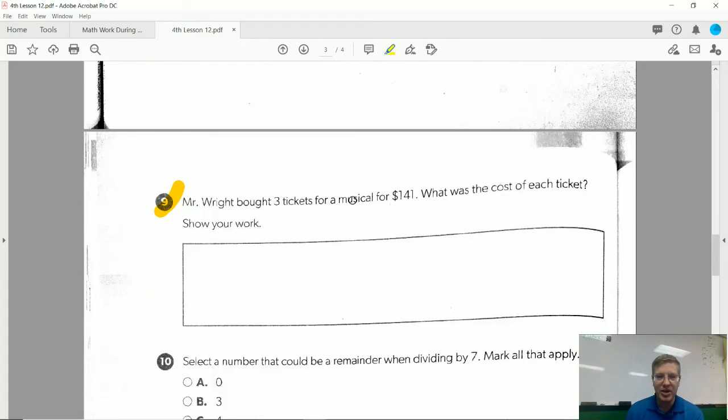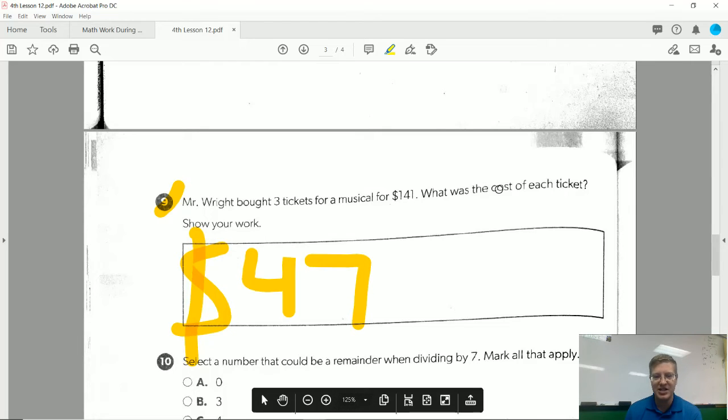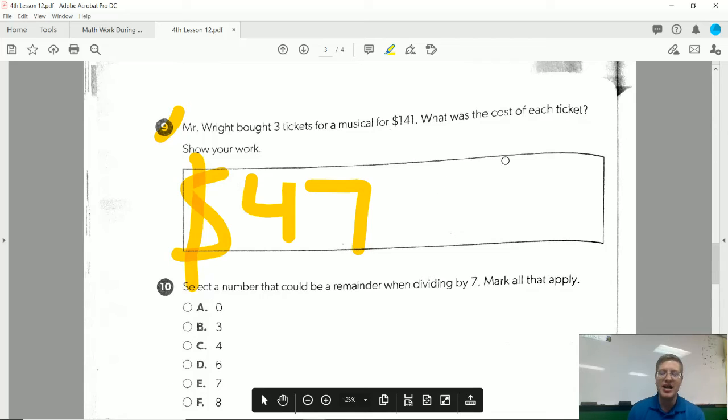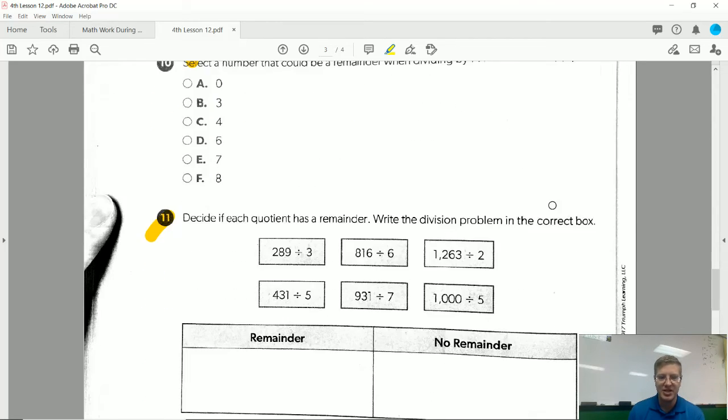Number 9, Mr. Wright bought 3 tickets for a musical for $141. What is the cost of each ticket? So if they were each $50, that would give me $150. And I can count backward from 150 by 3s to get to 141. So if I did that, I would count backward 3 more times, and that would give me $47 for each ticket. Or you could write out the traditional division problem and do it that way. But this is one that we could do in our head.